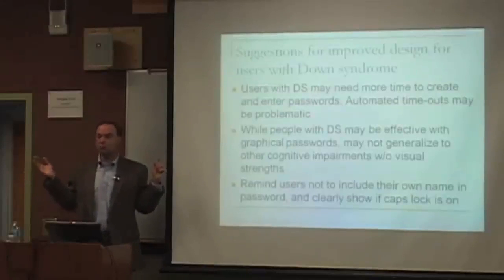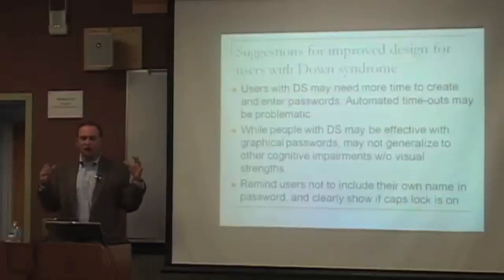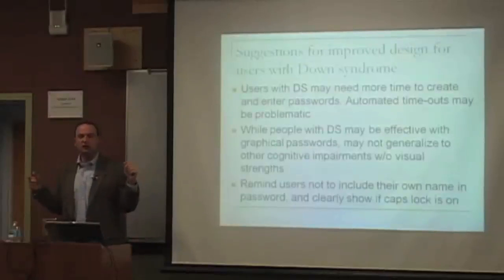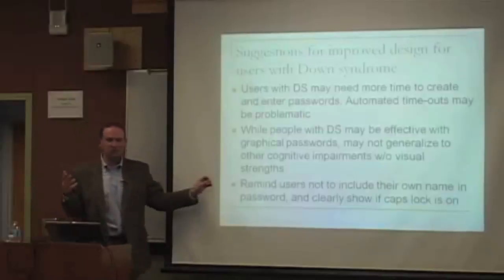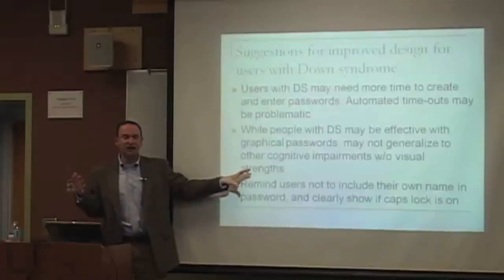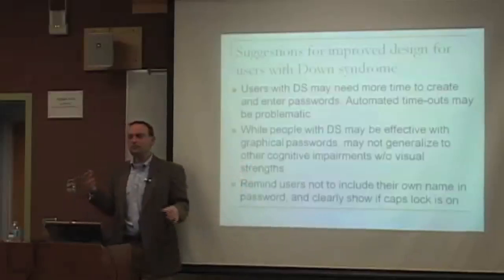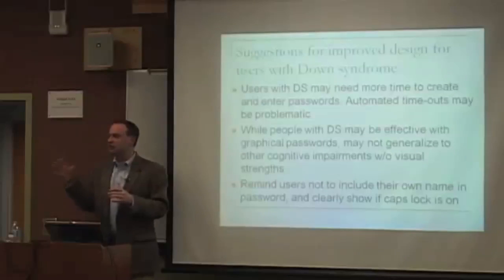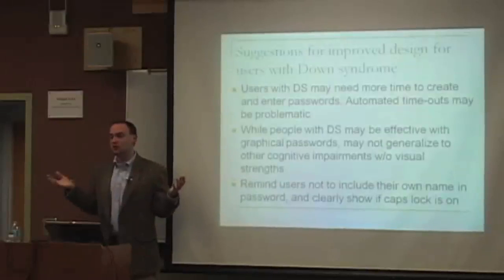So, one thing that came up in our study also is that we had a fair number of people with Down syndrome who use their own name in the password. And so it may be useful to give a little widget reminder of, do not use your own name. Also a reminder that caps lock is on, because that came up too. So, these are some little things that you can do to help make interfaces more usable for people with Down syndrome.